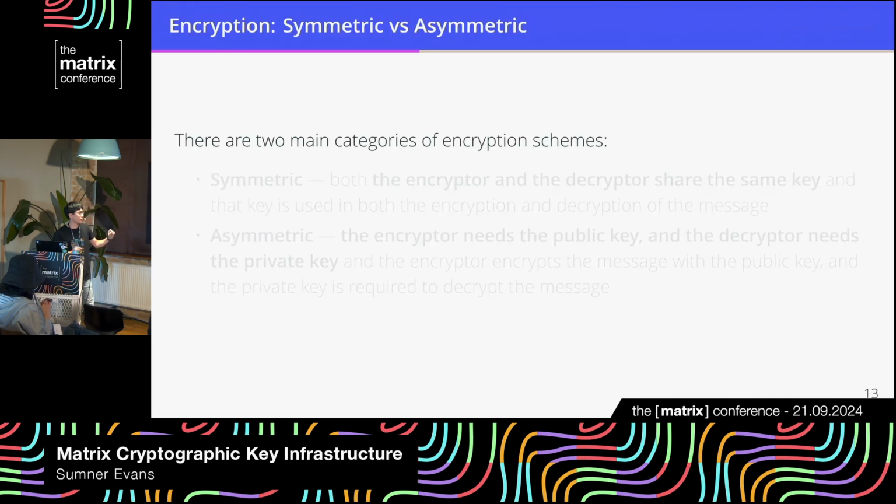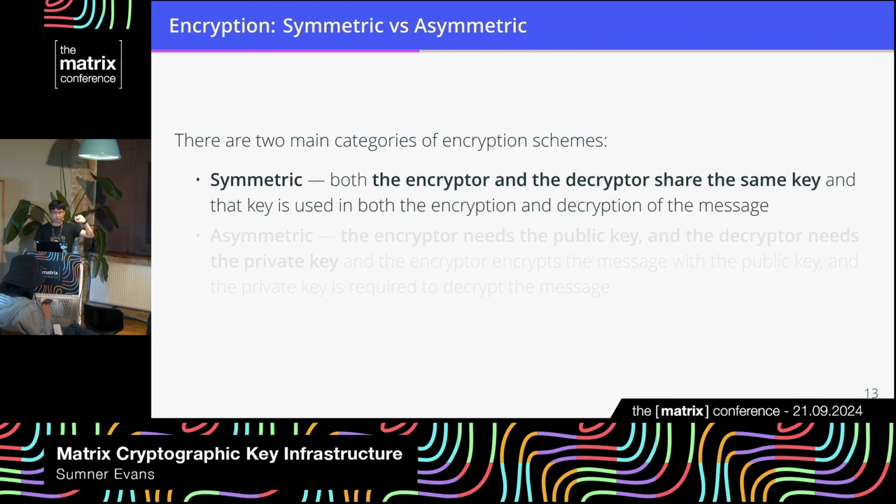Let's start with encryption. Encryption allows us to make a message that can only be read by another user who has a key. And there's two main categories of encryption schemes. First, we have symmetric. This is where both the encryptor and decryptor share the same key, and that key is used for both processes. So encryption and decryption use the same key. Matrix uses AES, the Advanced Encryption Standard, for all of its symmetric encryption needs.